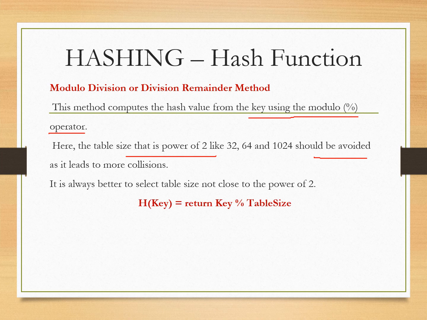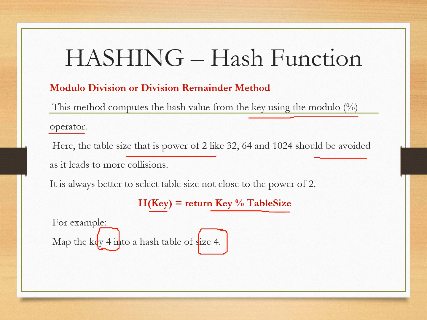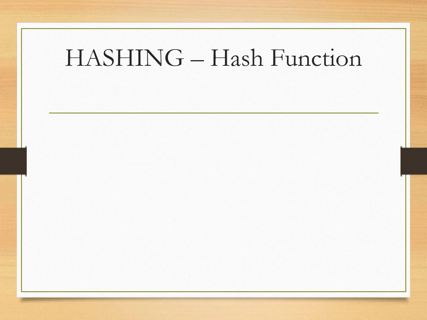So here is the function. This is the key value. Key value mod table size is the hash function we are using. For example, if I want to insert the key 4 and the table size is 4, where to insert? 4 mod 4. When you divide 4 by 4, the remainder is 0. The mod function is actually a remainder. So 4 mod 4 is 0. So the index value is 0. At the 0th location, I am going to place my 4.